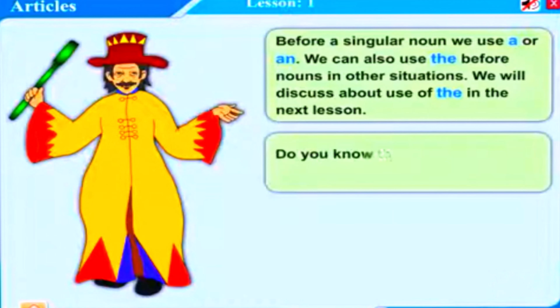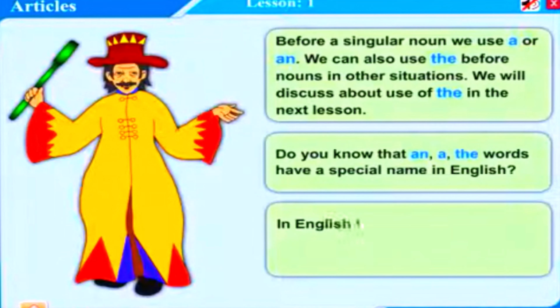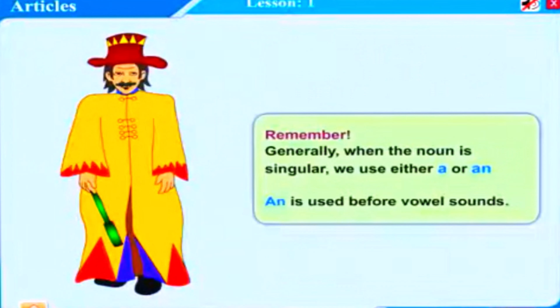Do you know that an, a, the words have a special name in English? In English, the words a, an, and the are called articles. They are used before nouns. Remember, generally, when the noun is singular, we use either a or an. An is used before vowel sounds.